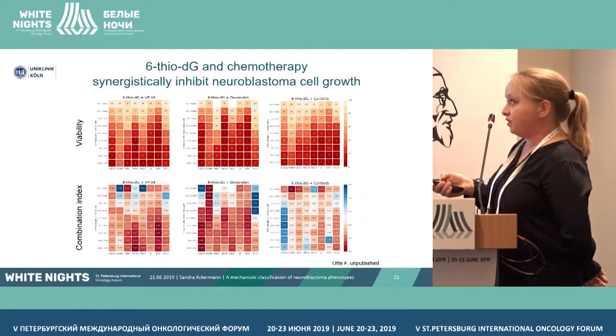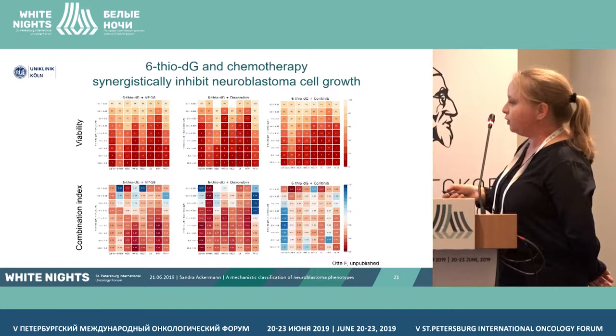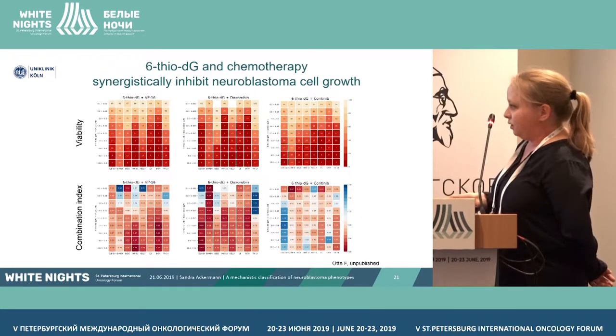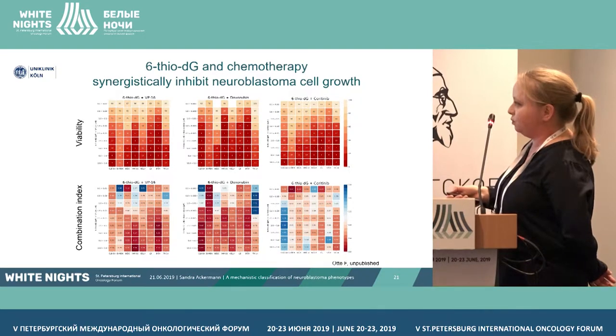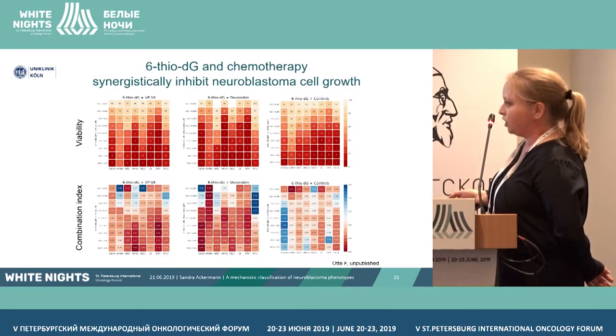But when we checked for synergy, this was kind of surprising. We see good synergy with the therapeutic agents. As you can see here, red is synergy, blue is antagonism. But when we checked the data for the ALK inhibitor, we didn't see really too much synergy.